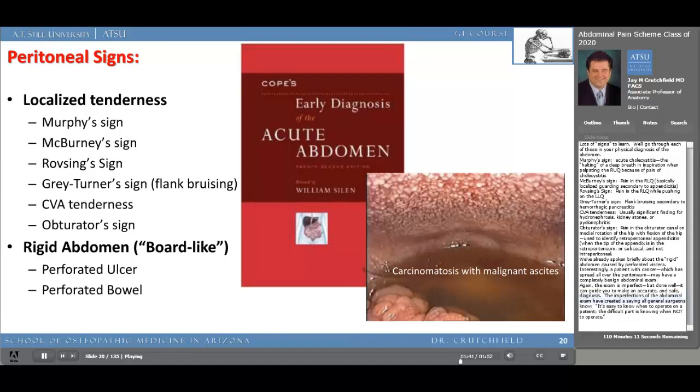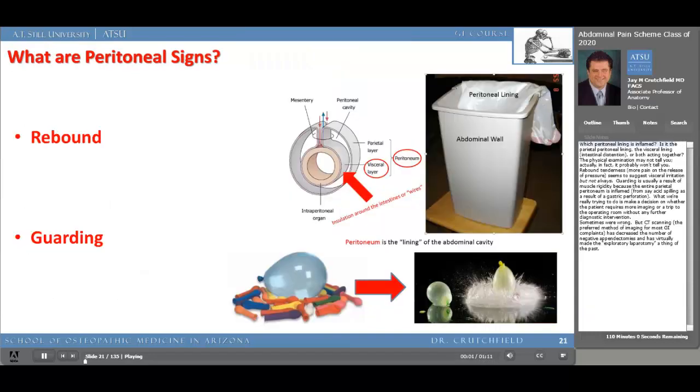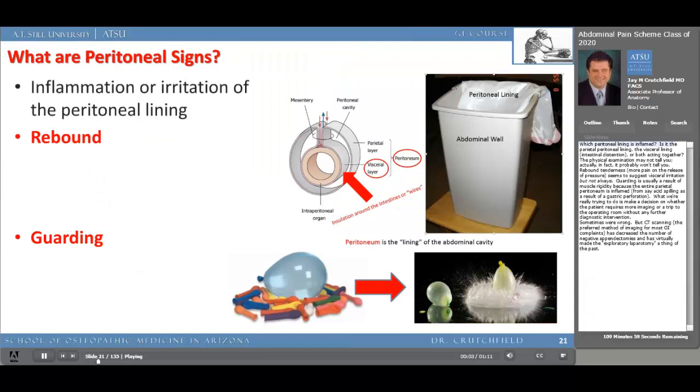So which peritoneal lining is inflamed? Is it the parietal peritoneal lining, the visceral lining, i.e. intestinal distension, or both, acting together? The physical exam may not tell you. Actually, in fact, it probably won't tell you. But we do know that the visceral peritoneum is sensitive to distension. However, the parietal peritoneum is richly innervated with pain fibers. Rebound tenderness, i.e. more pain on the release of pressure, seems to suggest visceral irritation, but not always.